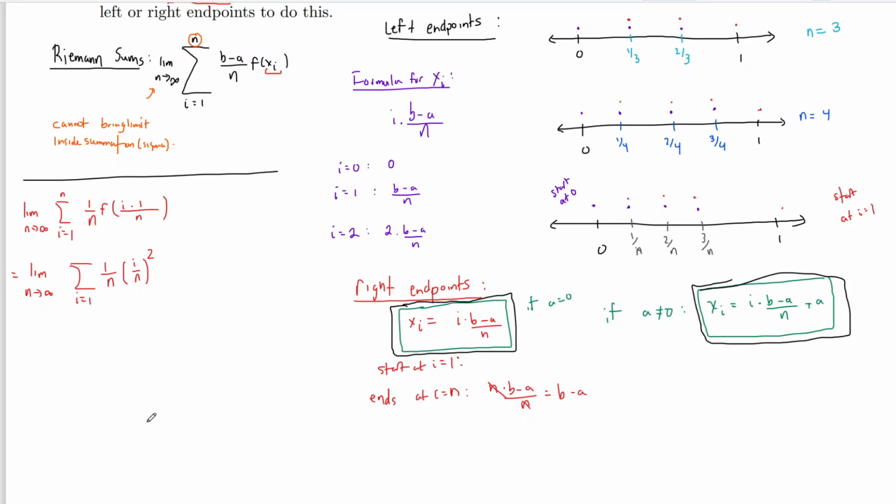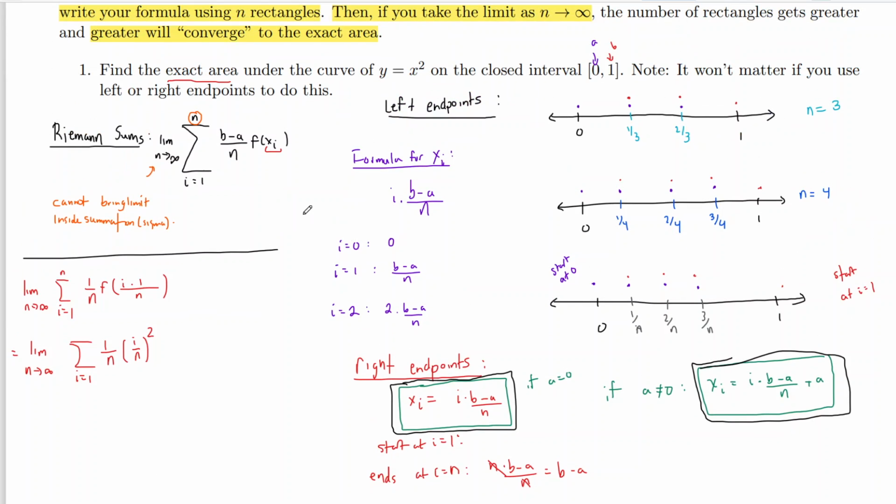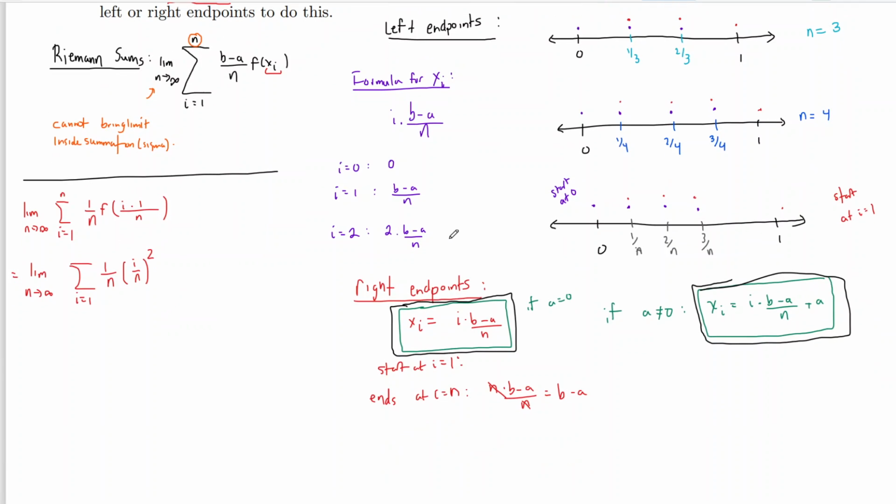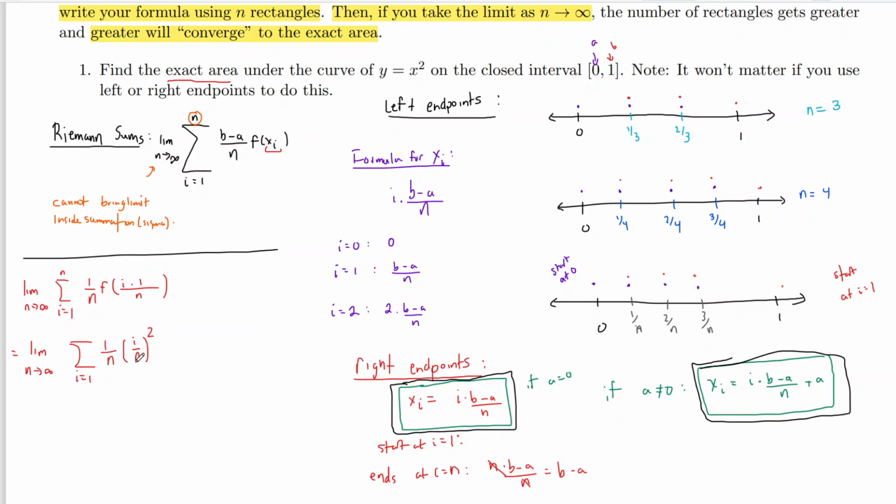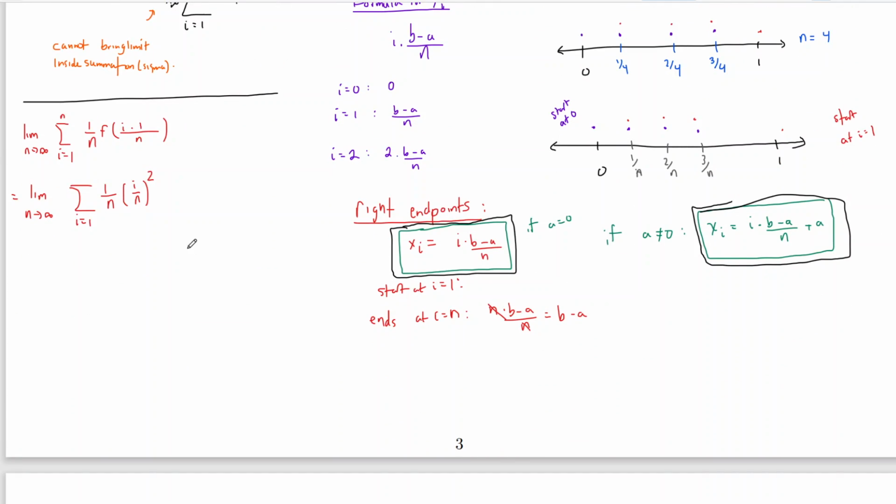Okay. So that's our function formula. If you had f of x equals x cubed, then this would be i over n cubed, because we're just taking the function x value and cubing it. If you had sine of x, then this would be sine of i over n. So that's how that works.